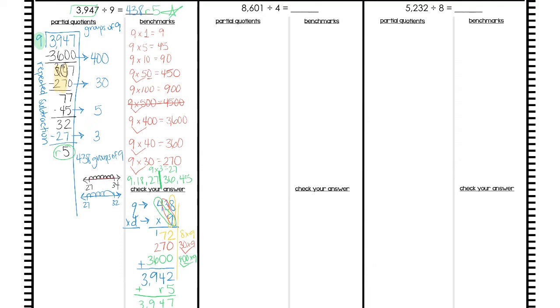8,601 divided by 4. We're going to go through this one a little bit quicker. So I want you to make all of your benchmarks for multiples of 4. If you feel that there are better benchmarks than 1, 5, 10, 50, 100, and 500, then go ahead and put those in, just like we did over here. We did 400, 30, and 3. So if you find it more efficient to have your own multiples, that's totally fine. These are just benchmarks to see where we can best start. Pause the video and do your multiples of 4.